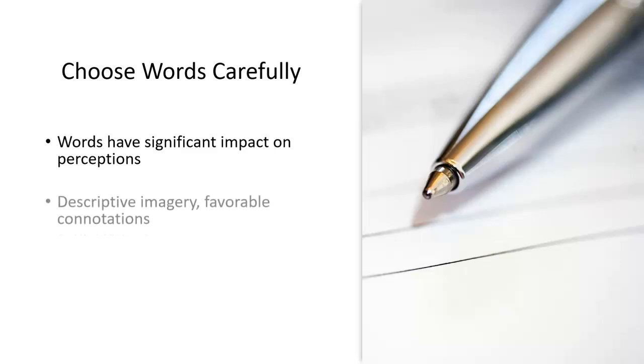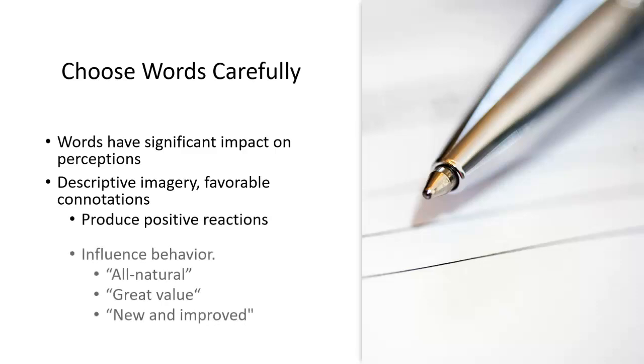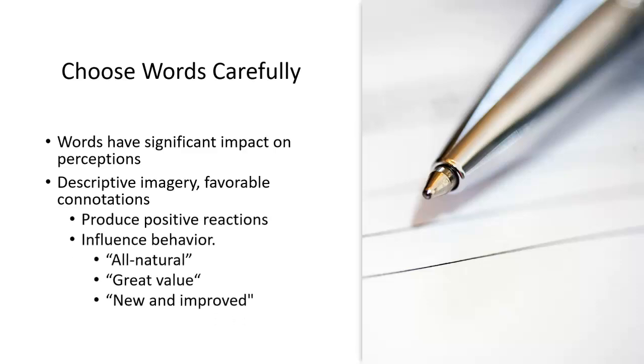When trying to convince other people, it is also important to choose your words carefully. Words have a significant impact on perception. So make sure that you are using words that will get people to do what you want and not turn them off to what you're trying to convince them of. Descriptive imagery is going to be important. So you're describing exactly what something's like.